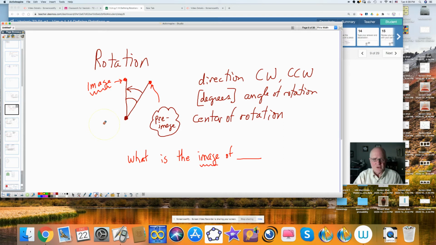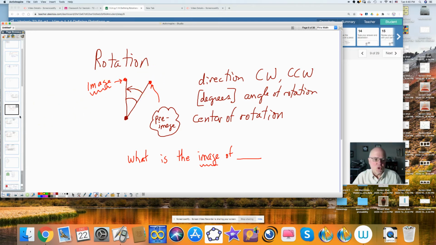What is the degrees or the angle? What is the direction? Is it clockwise or counterclockwise? And another question you could ask is, what is the image of? The image: you start at the pre-image, and where it goes to is always called the image. So if I'm doing a transformation of any kind, whether it's a translation or a rotation or a reflection, where you're going to is called the image. So what is the image of point D?